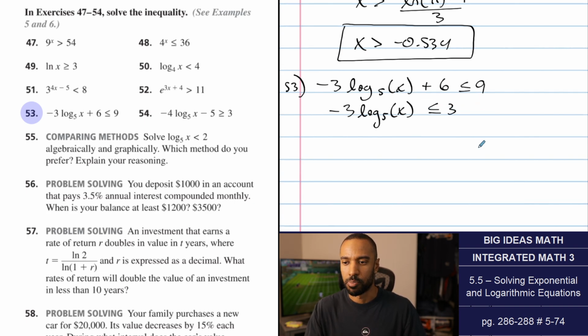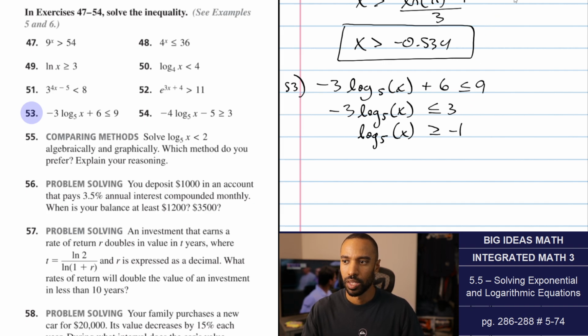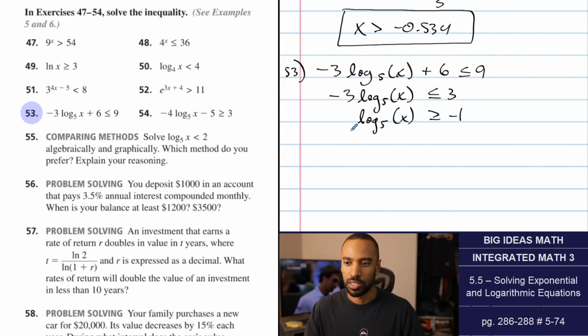And then we'll divide both sides by negative 3. Now, dividing both sides by a negative in an inequality will flip the inequality. So this becomes greater than or equal to negative 1. The same rules apply for what we want to take care of here.